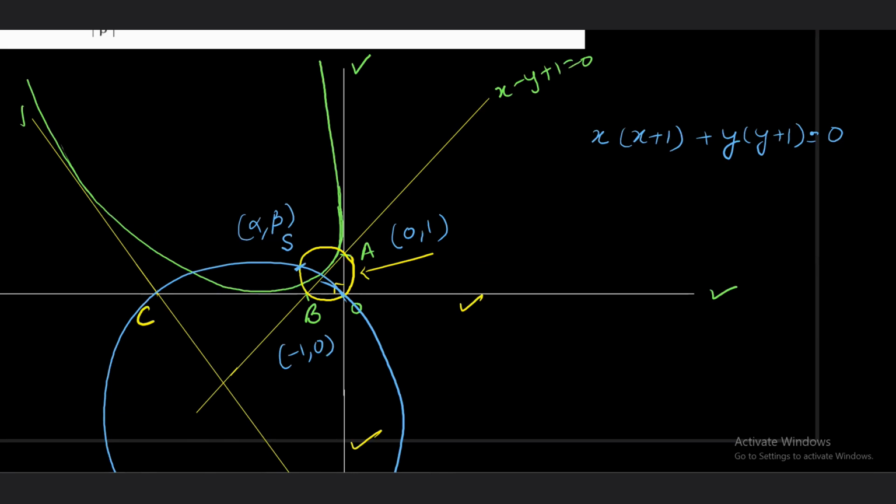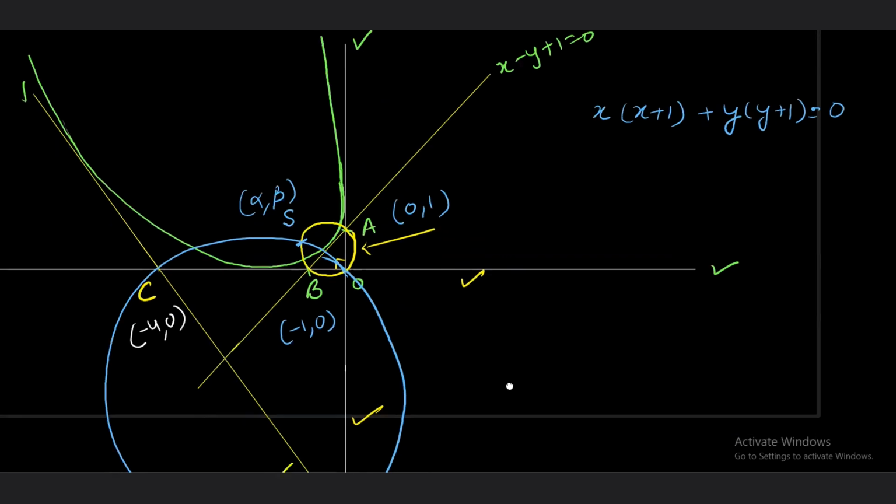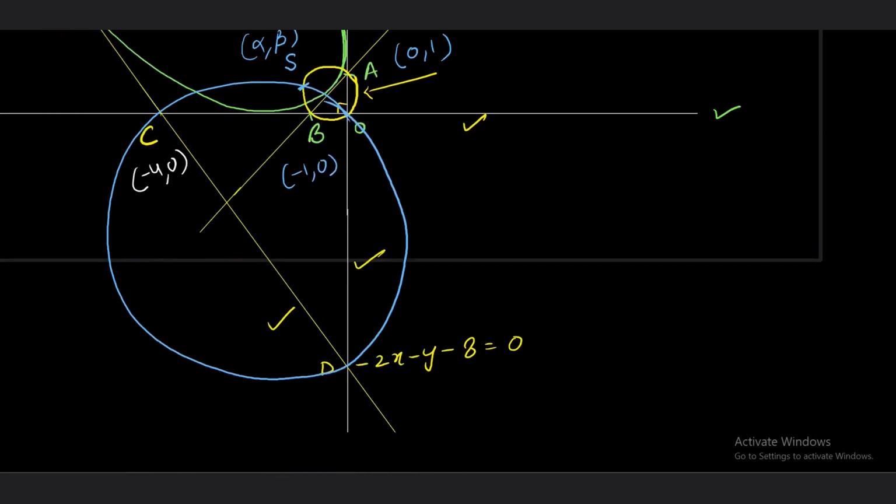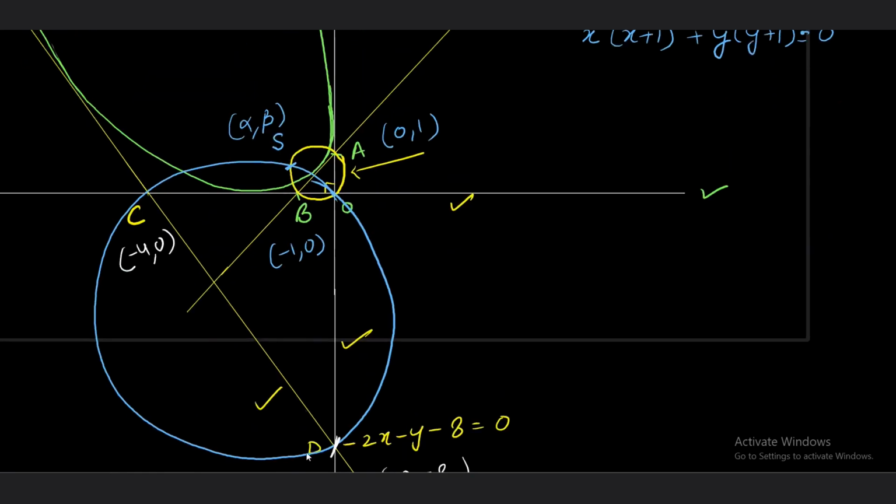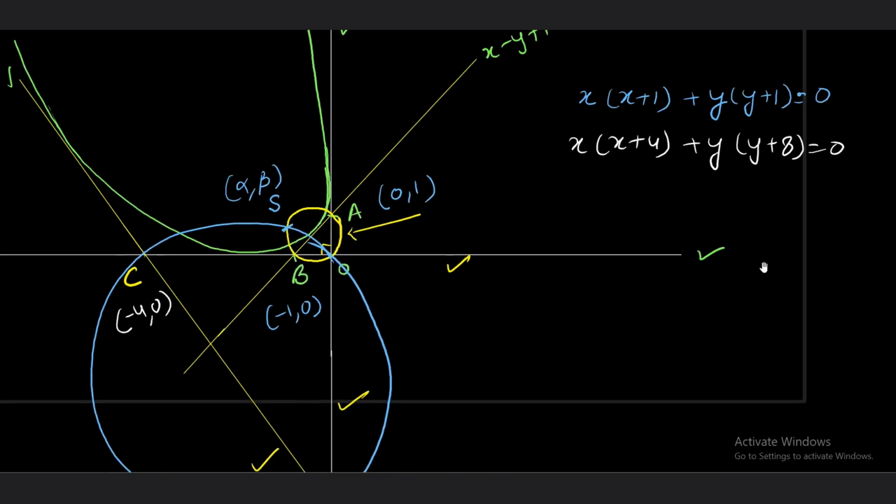Next what? Next we are going to find out another circle with OCD as diameter. अभी OCD को diameter लेने के लिए C के coordinates हमको चाहिए. तो C के coordinates के लिए put y equals to 0. It is -4, 0. And similarly get the coordinates of D, putting x equals to 0. So 0, -8. यानी circle आपके पास आ गया x into x plus 4 plus y into y plus 8 equals to 0. ये हमारे पास दोनों circles की equation ready है.